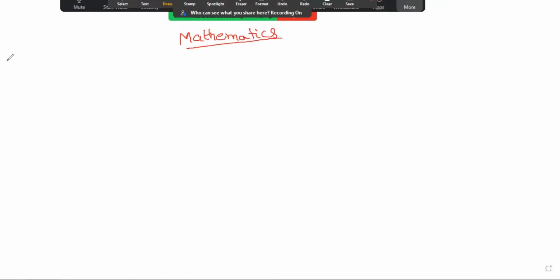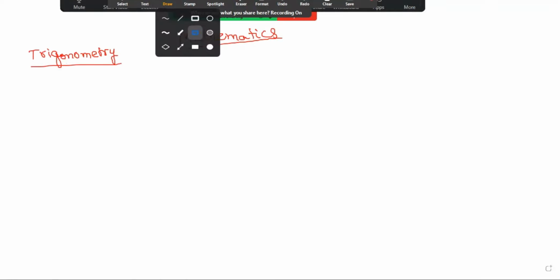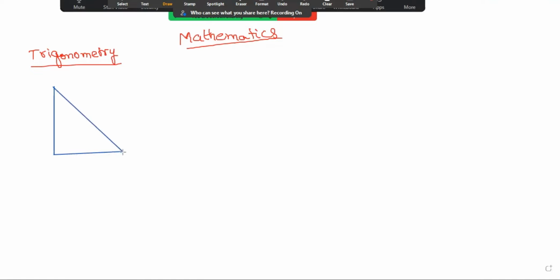Today we are going to see the basics of the mathematics which are required for our physics classes. We will start with trigonometry. In trigonometry, first we have to draw the triangle. Once we draw the triangle, we give the vertices names A, B, C.